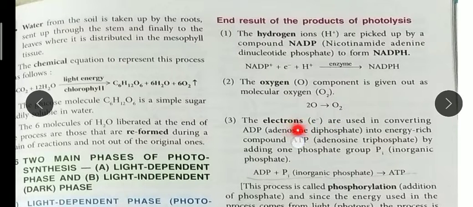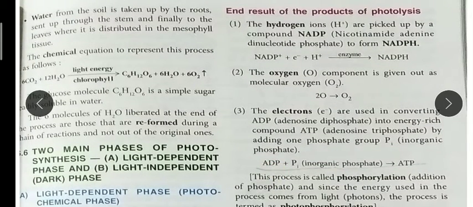Now the third product is the electrons. These electrons are also used in converting the ADP molecule into the energy-rich ATP compound. ADP's full form is adenosine diphosphate, and when one phosphate is added to it, it converts into ATP, adenosine triphosphate. You can see the reaction: ADP plus one inorganic phosphate group, PO4, will form ATP.